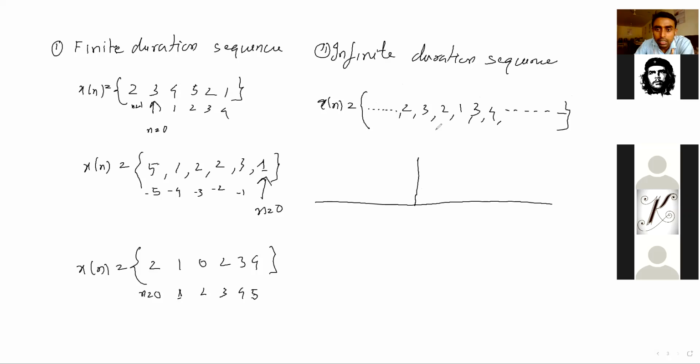For plotting, if an arrow mark is given here, then at 0 the amplitude is 2, here the amplitude is 3, again 2, 1, 3, 4, 3 and 4. Like this, you have to show the dot mark at the right side and left side also, to show that this is the signal for an infinite duration sequence. So these are all different types of representation.